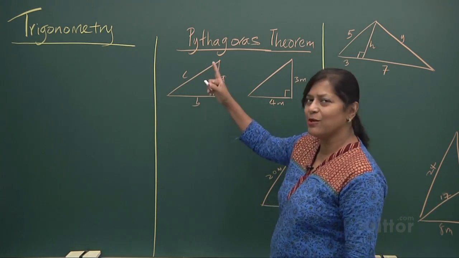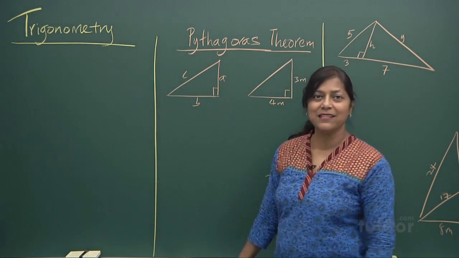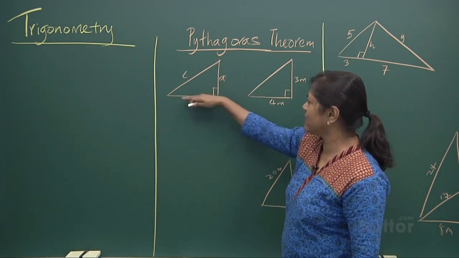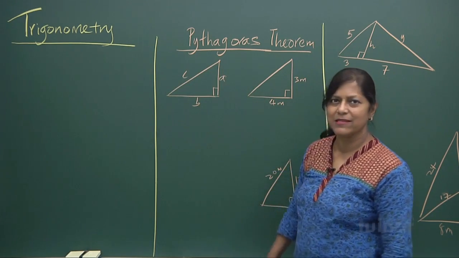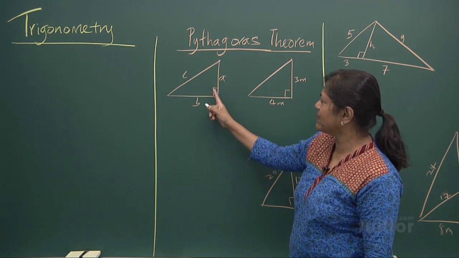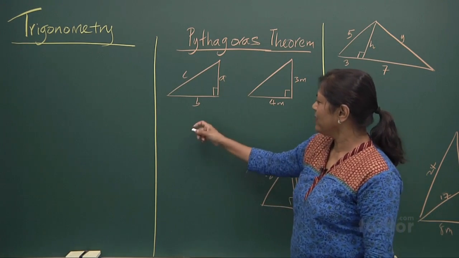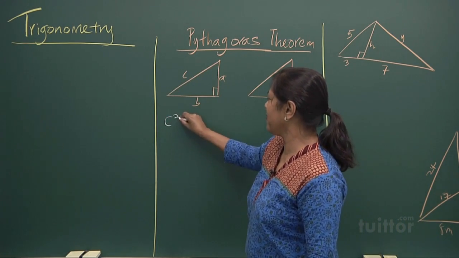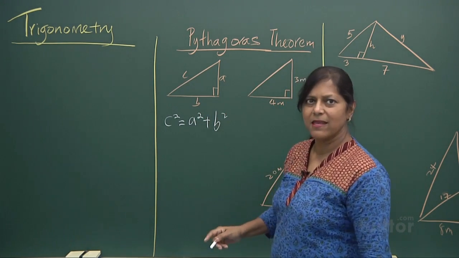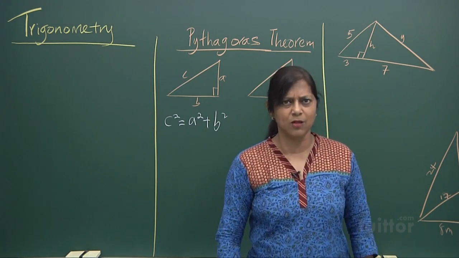And the hypotenuse, how do you recognize it? It's the side that faces the 90 degrees. These are just adjacent sides to 90 degrees. Now, the hypotenuse facing the 90 degrees is the longest side of the triangle, and c squared is none other than a squared plus b squared. This is Pythagoras theorem.